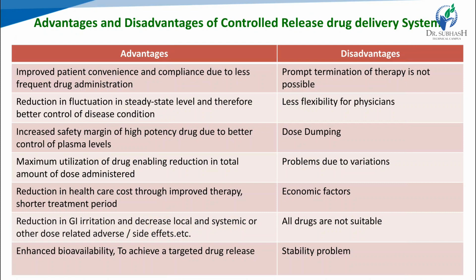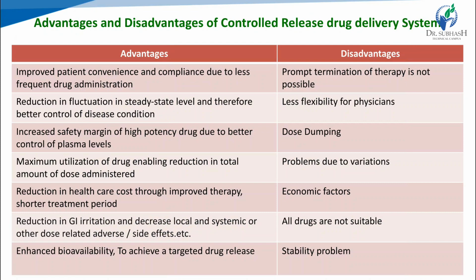Second, the reduction in fluctuations. Already we have seen in conventional multiple dosing that the concentration goes above and below the therapeutic range. So here in controlled release, the fluctuation is reduced, we get a steady state level, and therefore we get better control of the disease conditions and a better therapeutic response.